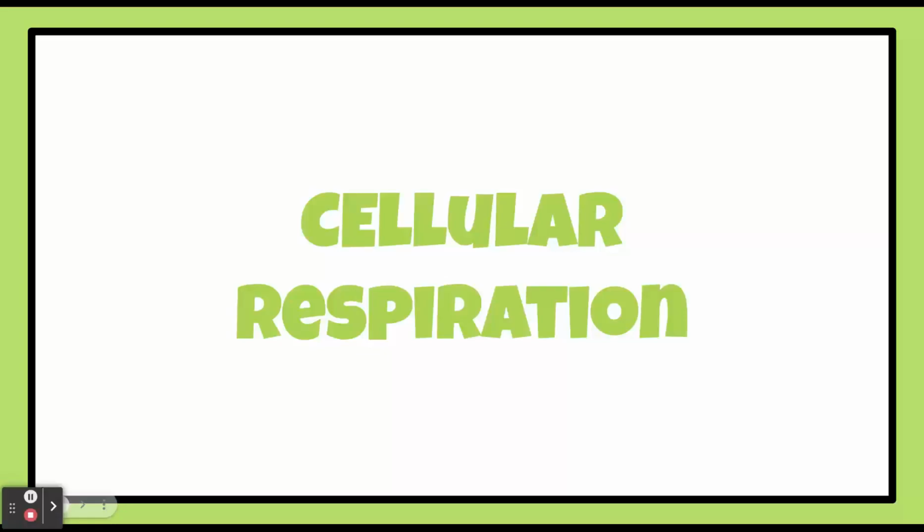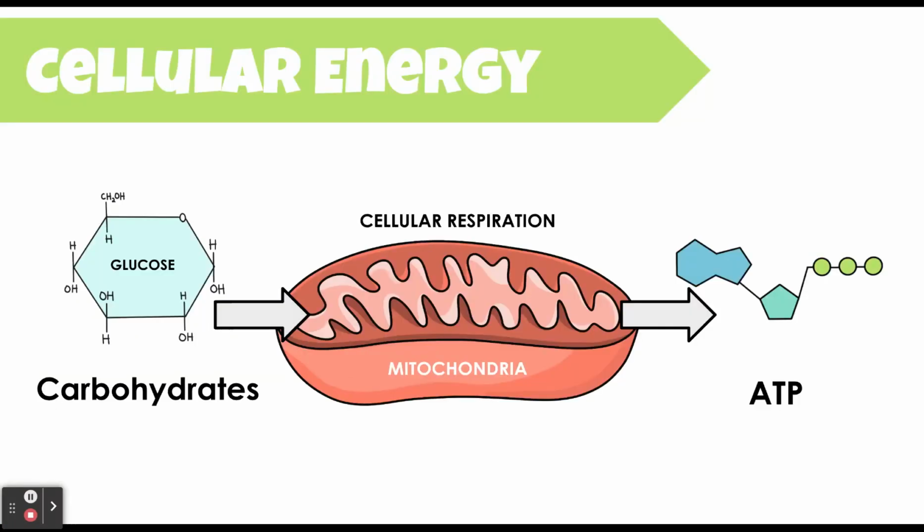Hey everyone, in this video lecture we are going to cover the topic of cellular respiration. If we're talking about how cells get their energy, we are talking about a process called cellular respiration. For this process, the main reactant that is necessary is glucose, which is the simplest carbohydrate out there. And glucose is used in the mitochondria of a cell in order to make ATP energy.